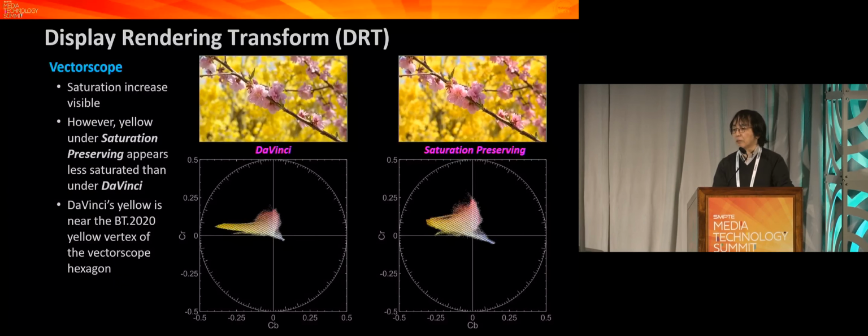In the vector scope, saturation increase is also visible. However, the yellow in the saturation preserving DRT appears less saturated than that by DaVinci DRT, because DaVinci yellow is near the BT.2020 yellow vertex of the vector scope hexagon.